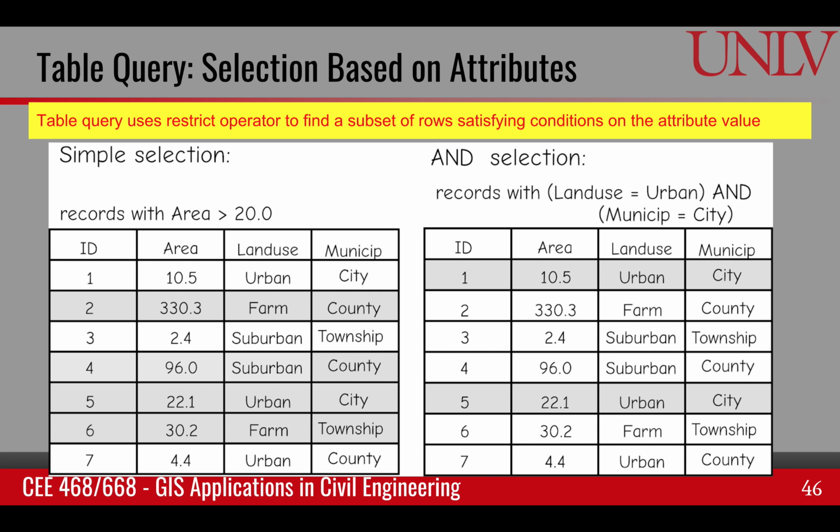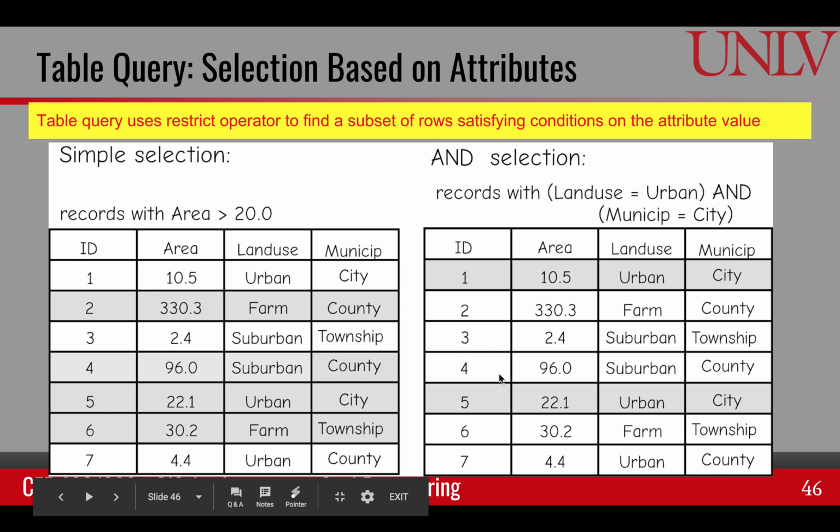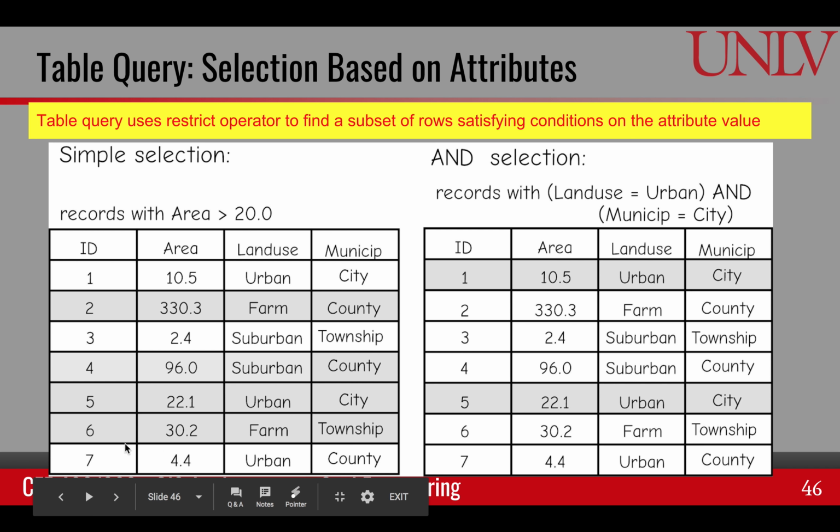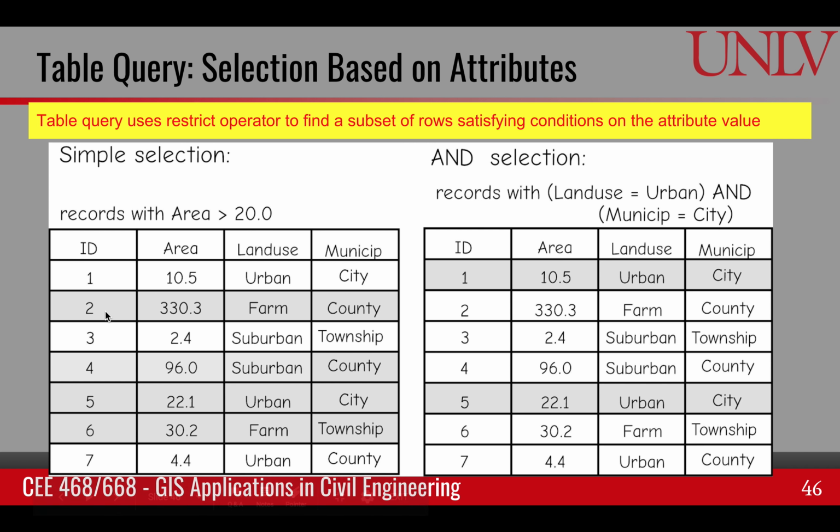The next thing we want to talk about is table query. Now, table query basically uses the restrict operator, and it finds a subset of the rows that satisfy a certain condition. And these conditions are on the attributes of the rows. A simple condition could be, for example, in this table, that area is greater than 20. So all the rows where area is greater than 20 are selected in this. You have probably used this process of query in ArcMap where you do selection by attribute.